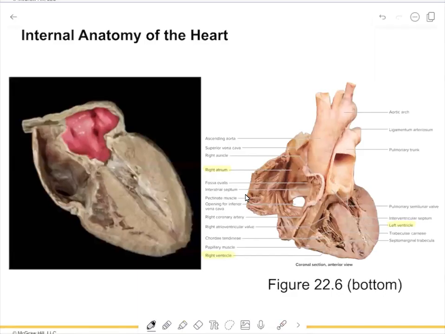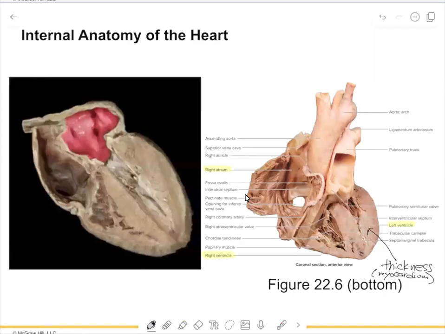One of the most important things for you to notice is the thickness of the left ventricle wall here. So again, the myocardium is always going to be the thickest layer, and specifically it's going to be thickest on the left side of the heart because that's where the blood pressure is highest.